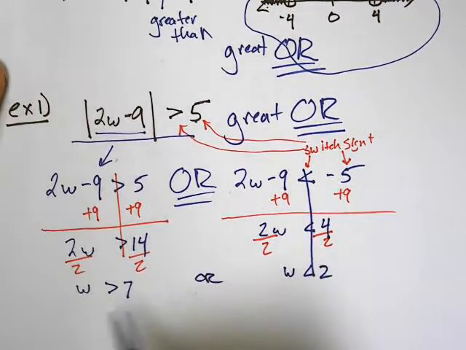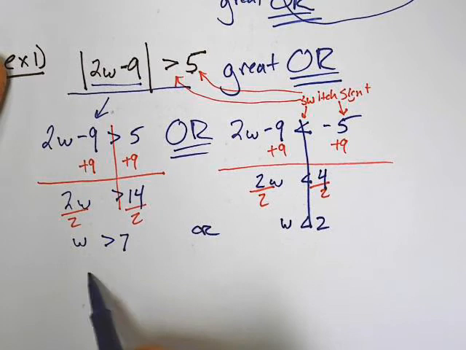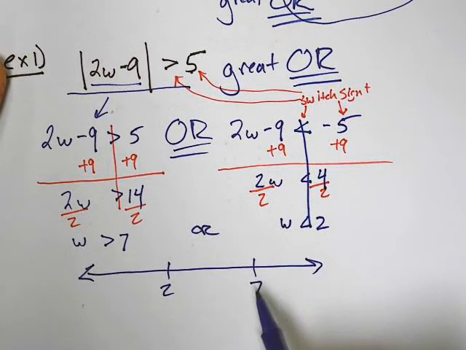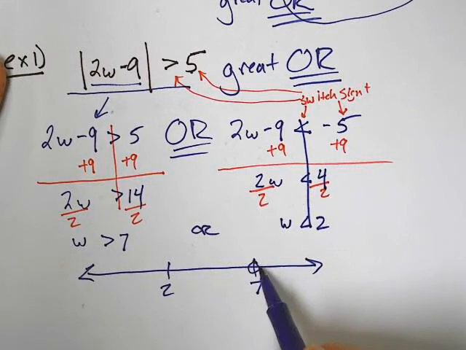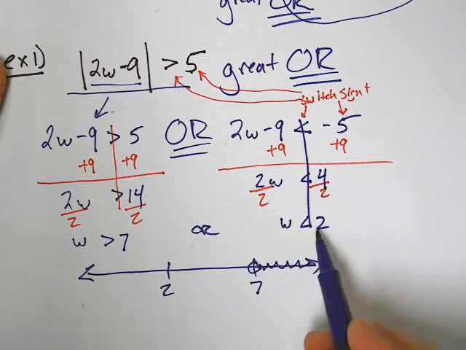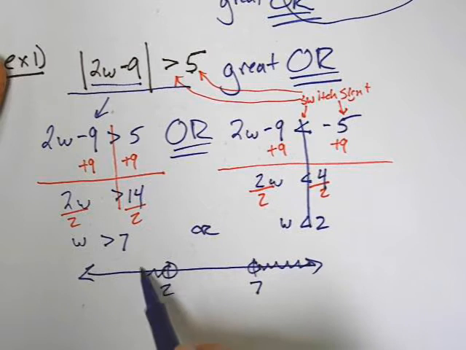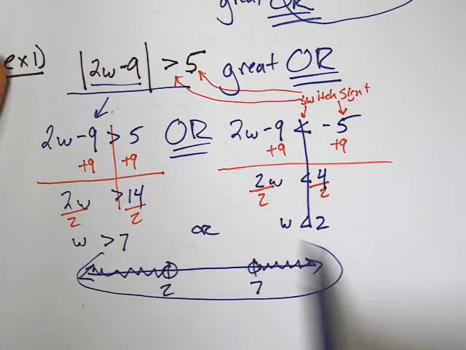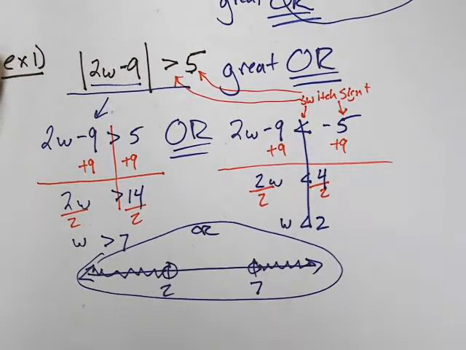So my final answer, if I had to graph this in Alex, if this is 2 and this is 7, I'm greater than 7, so open on 7 and shading to the right. I'm less than 2, open and shade to the left. And notice it follows that OR compound inequality kind of a pattern. That would be my answer.